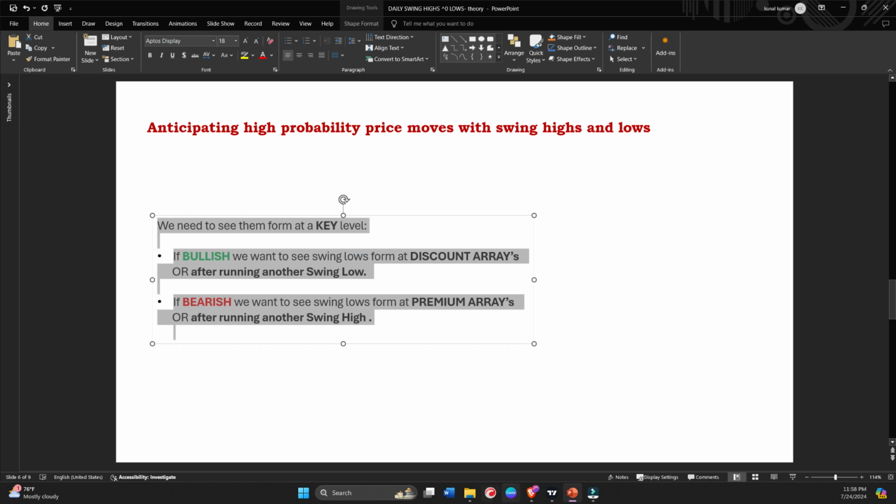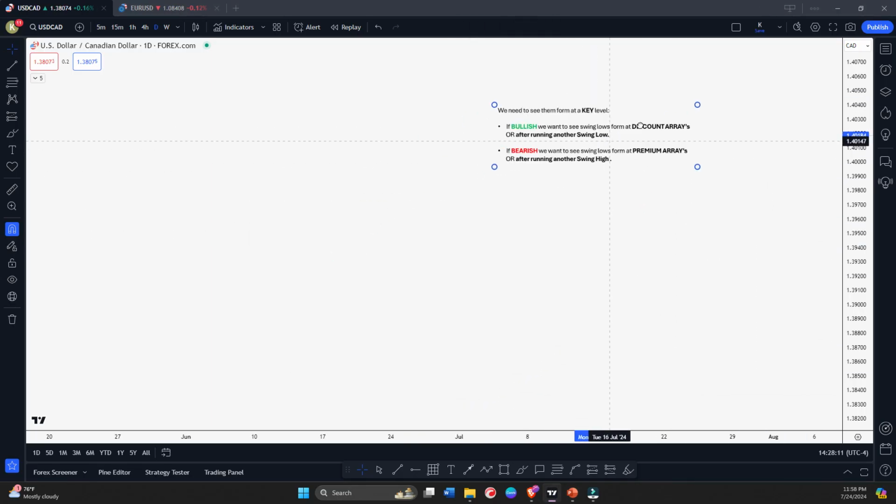And एक काम करते हैं, इसको कॉपी कर लेते हैं और इसको हम लोग ट्रेडिंग व्यू में यहाँ पे पेस्ट कर लेते हैं. ठीक है.